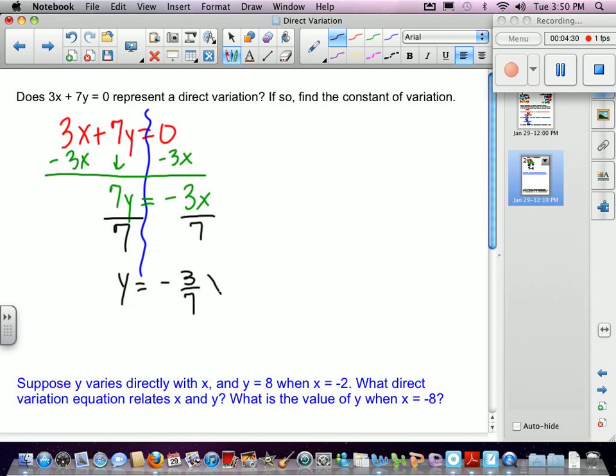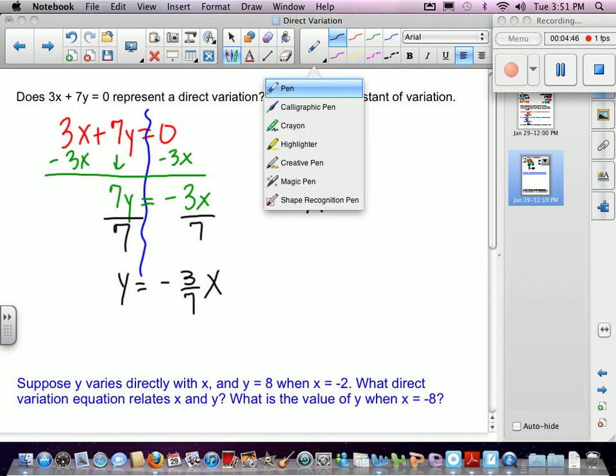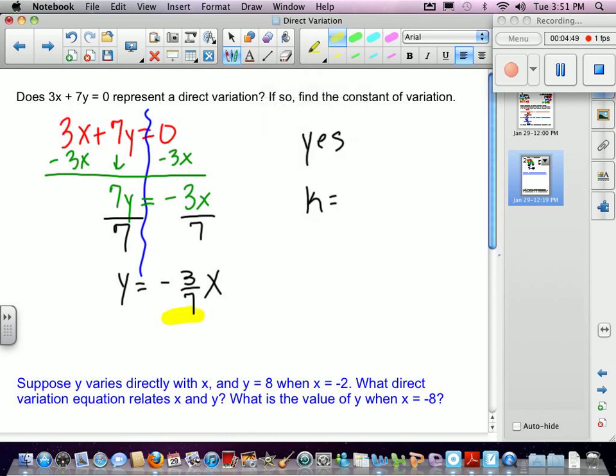At that point we should be able to say yes, this is direct variation. The constant of variation k in this case would be negative 3/7. That is k right there, our constant of variation. So we would have negative 3/7.